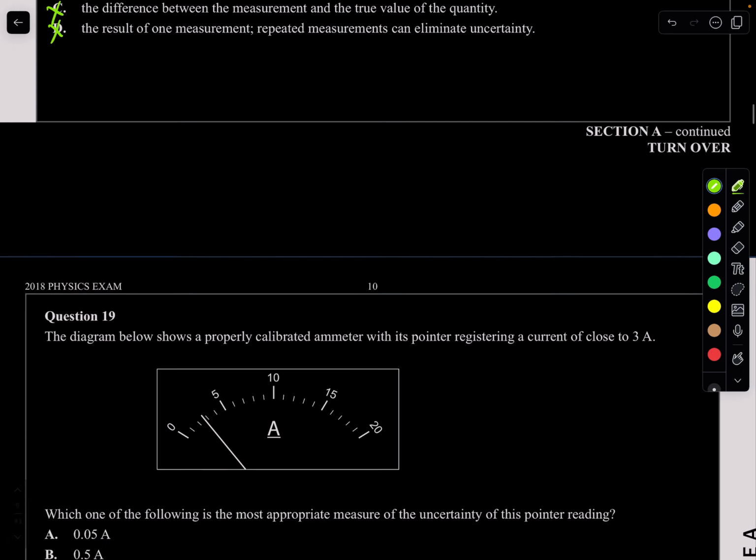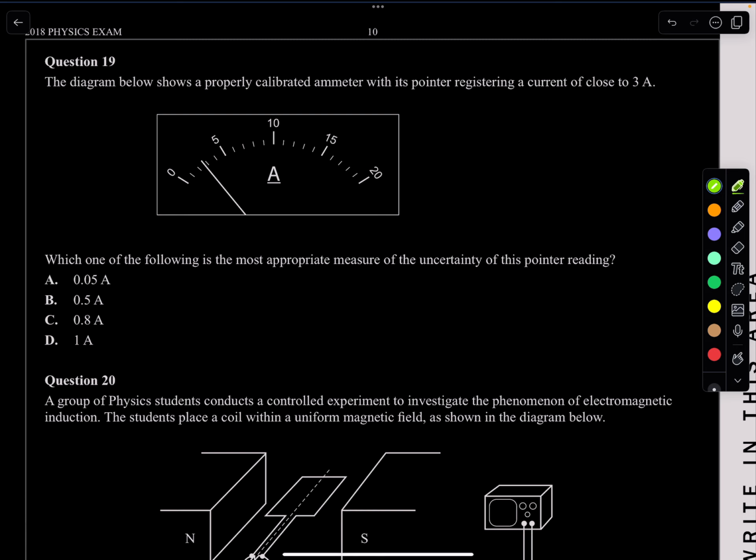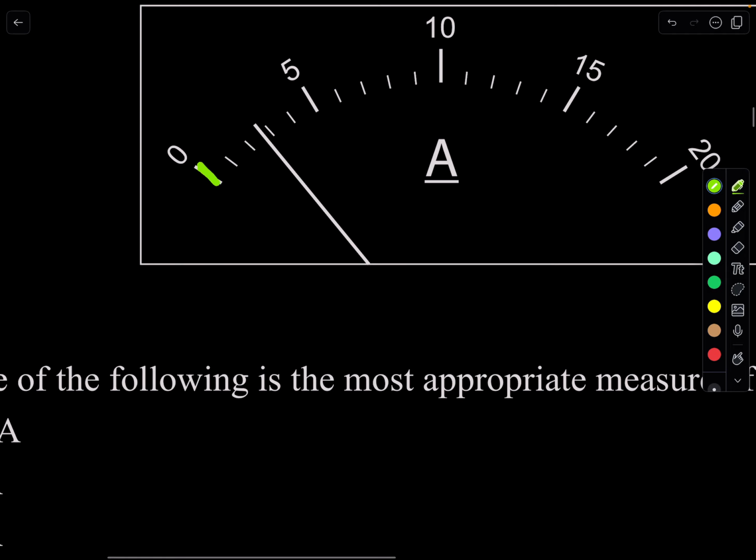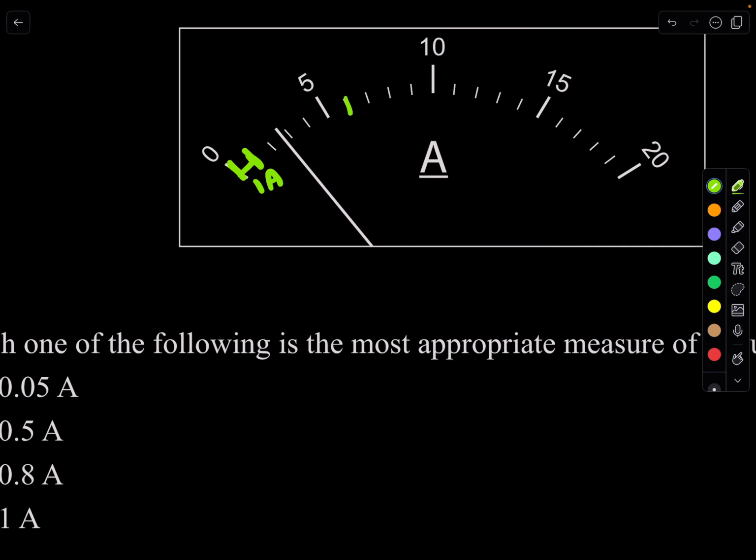Yeah, beautiful. 19. The diagram below shows a properly calibrated ammeter and its pointer registering a current of close to 3 amps. Which of the following is the most appropriate measure of the uncertainty of the pointer reading? What a beautiful question. This is one of the most repeated questions in exams. The way you determine the uncertainty for any measuring instrument, for example this ammeter, is by looking at the small increments. So what is one small increment? It's actually just 1 amp. So each increment here is going by 1.